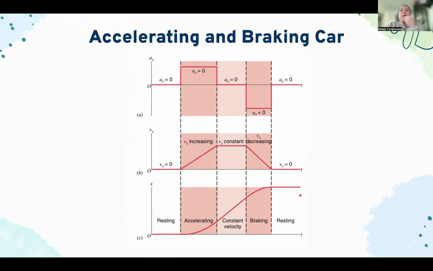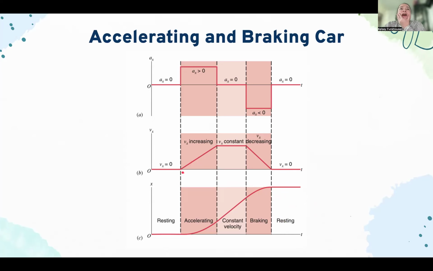Some things I wanted to point out. First, note that when looking at this position graph, we have a time where we're resting here and a time where we're resting here, but the position is not the same in those. When it's flat, it just means it's constant, as in not moving. It doesn't mean it only works at the origin.